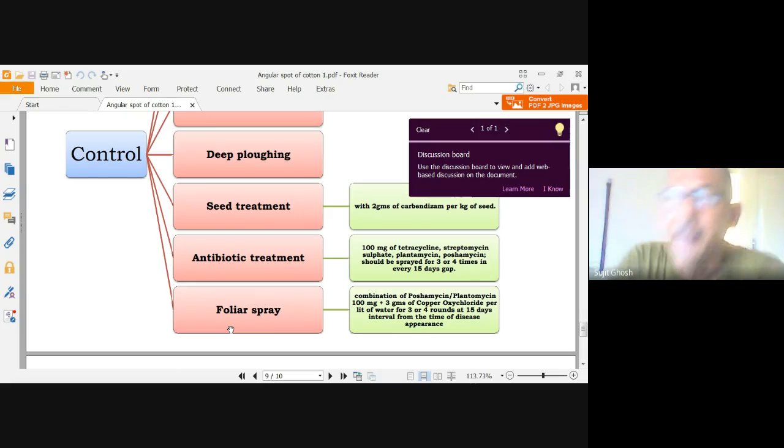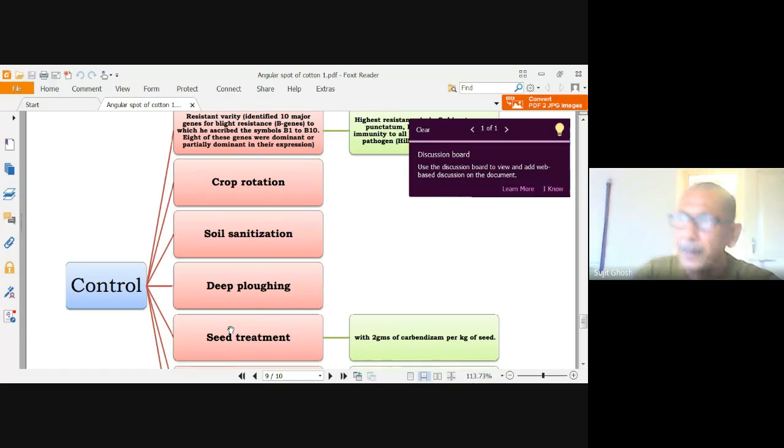So chemically, antibiotic is there, chemically copper oxychloride is there, and among antibiotics, fosfomycin, plantomycin, tetracycline and streptomycin are all very good for control. So controlling is through soil treatment, seed treatment, foliar spray, and above all, the disease resistant variety. The disease resistant variety is the Gossypium hirsutum variety punctatum, which is the most capable.